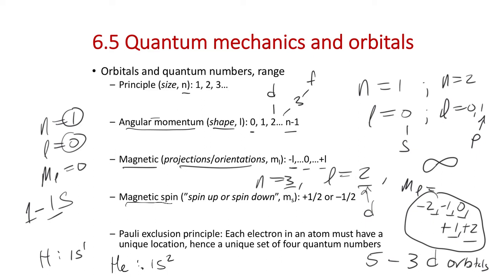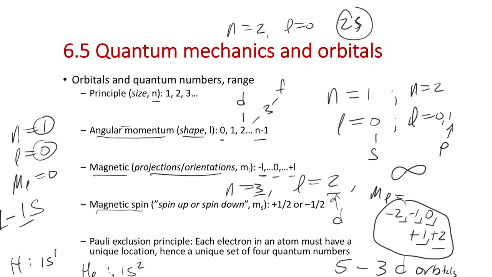Then as we proceed, if we look at n equals 2, we can have L equals 0. Do you see how the spherical shape, the s shape, comes from the 0? So this would be a 2s orbital. And the range of m sub L's is still just that one orbital, so there's just one 2s orbital. It's going to take that spherical shape.